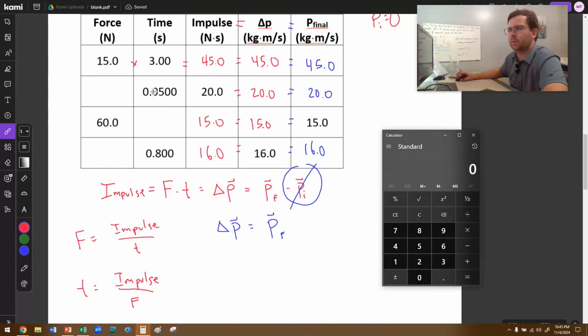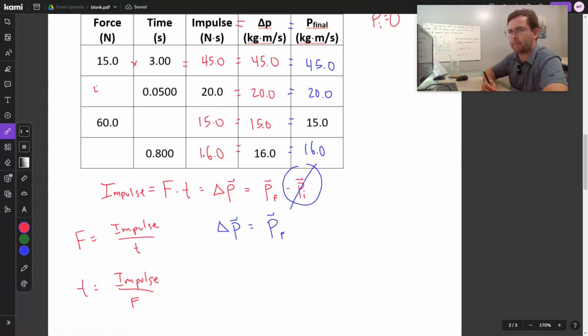So for the second row, my impulse is 20. I'm going to divide that by 0.0500. And so my force is 400. That needs to be 3 sig figs, so I'm going to do a little dot right there. I should write that in scientific notation, but I'll just keep it like that for now, just to keep it simple.